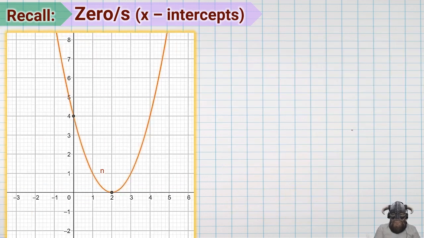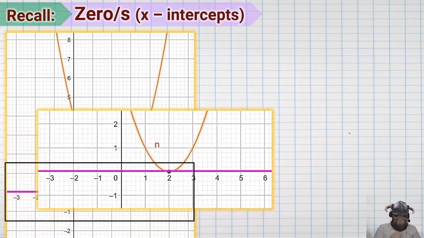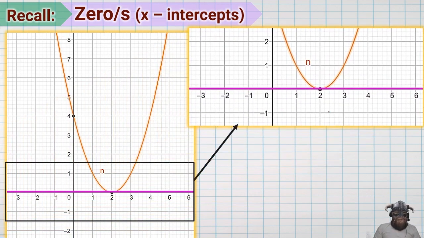Let's have another example. We have here another graph that is opening upward. All we need to do is to identify the x-intercept. So once again, let's focus on this line, which is the x-axis. As we focus and zoom in on this part, this is where your graph or the parabola intersects the x-axis. At this point, and that will also be the vertex of your parabola. That point is around 2, 0.